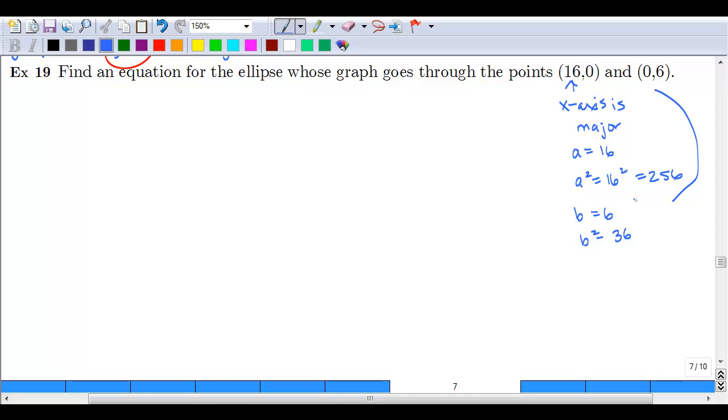If we want to go backwards and find the equation for our ellipse, again remember the major axis is x, so we're going to have x squared over a squared plus y squared over b squared equals 1. In this case, we'll just plug in x squared over 256 plus y squared over 36 equals 1. And that's all we need to do.